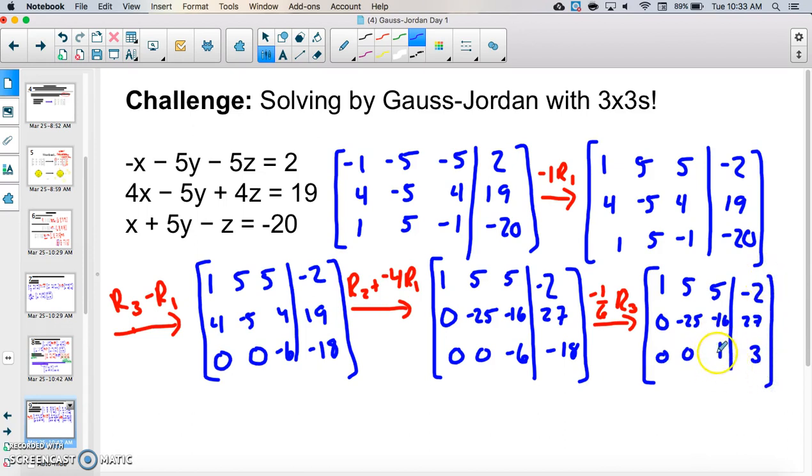Alright, so this 1 could then be used to get zeros up here. So if I multiply this 1 by 16 and then add it, that would give me a 0 here. So let's try that. We're going to do row 2, that's what we're going to replace, plus 16 times row 3.